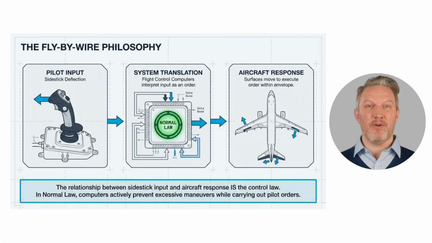At its core, the fly-by-wire philosophy is defined by the relationship between side stick input and the aircraft's response. When you deflect the stick, you aren't moving a surface directly, you are issuing an order. In normal law, the flight control computers actively interpret that order, executing it while simultaneously preventing any maneuver that would exceed the safe flight envelope.